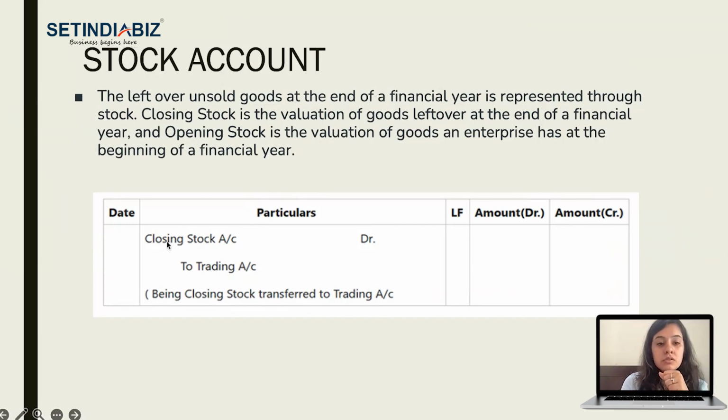So obviously, whenever we are valuing closing stock, it is like increasing the asset. So increase of asset means debit. So 31st March 2025, closing stock account debited to trading account, being closing stocks transferred to trading account.